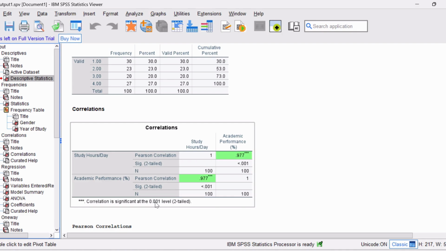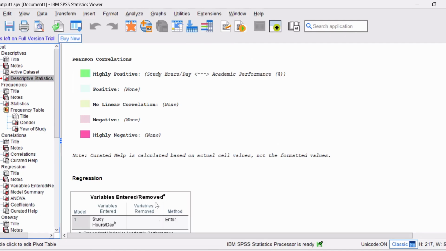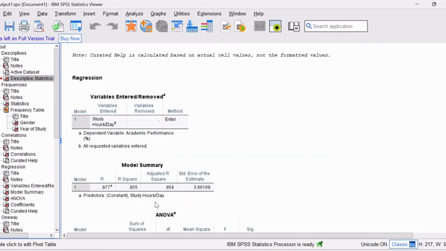The next thing we'll look at is the simple linear regression. After establishing that indeed a relationship exists, we used simple linear regression. Correlation tells us whether variables are related, but regression tells us whether one variable can predict another variable. In this analysis, study hours were used to predict academic performance.